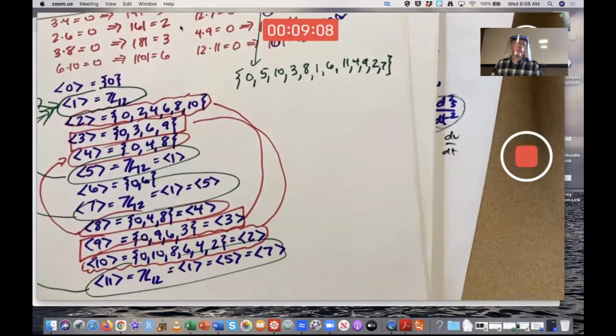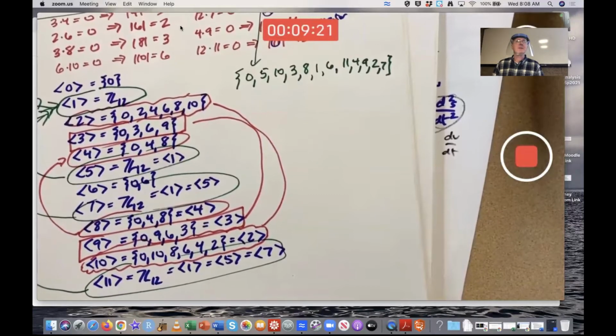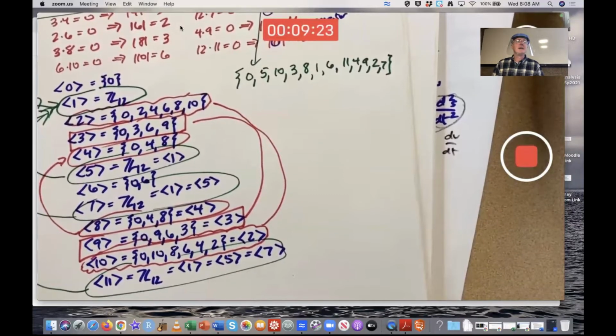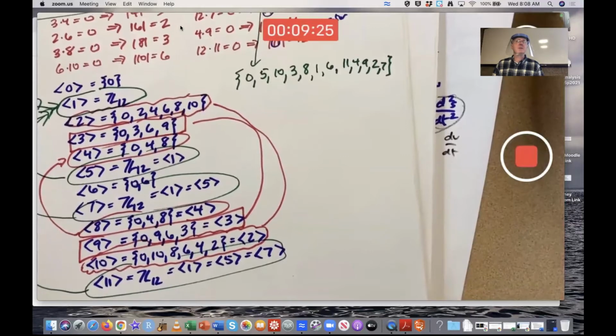Are these all the subgroups of Z12? They are. I haven't proved that, though the proof is in the book. It's the fundamental theorem of cyclic groups. Hey, fundamental theorem, that sounds important. Every subgroup of a cyclic group is also a cyclic group.